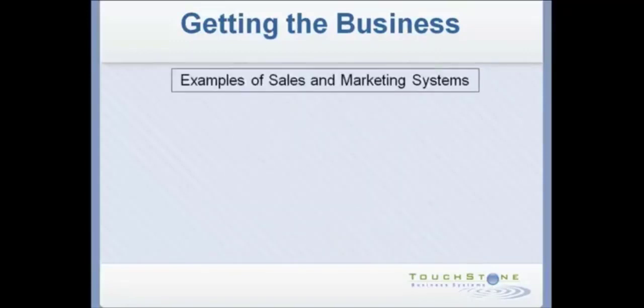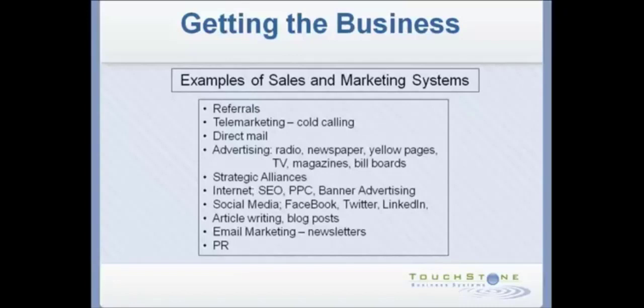Some examples of some sales and marketing systems. Think of how do you generate leads? I suspect that some of the ways that you generate leads is through referrals. That's what we hear most often. Maybe you do some telemarketing. Maybe you do some direct mail. Maybe some advertising on the radio or the newspaper, signage in your shop or on your trucks. So lead generation processes are all those processes that get someone to contact you or accept a contact from you.